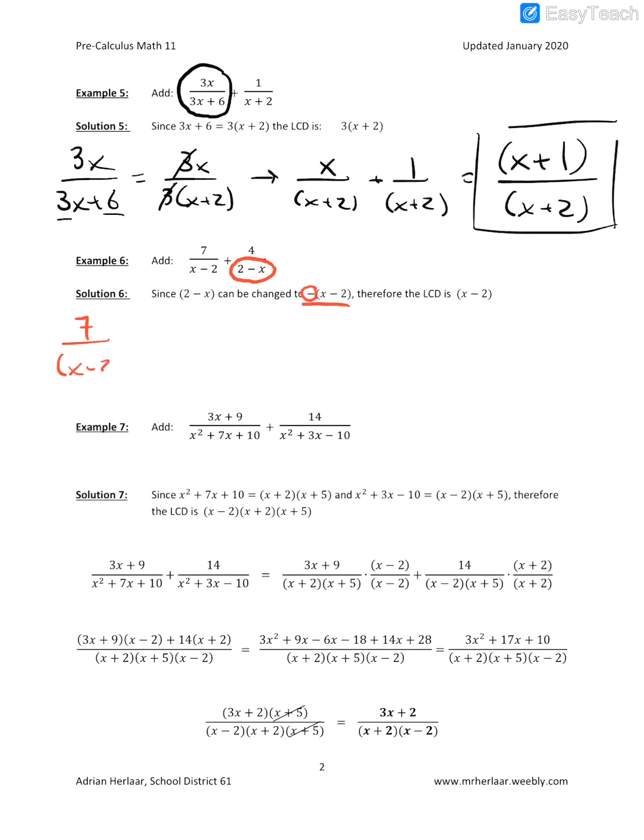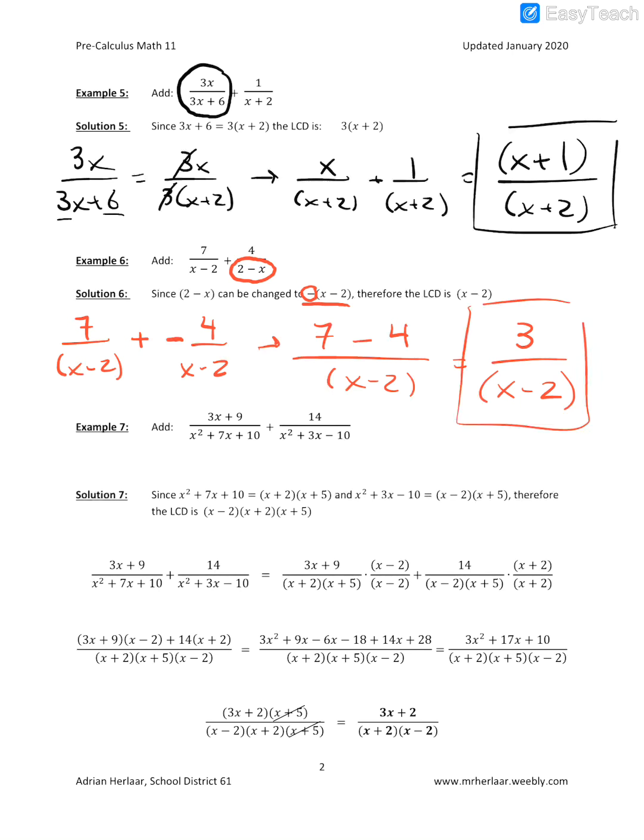7 over x minus 2 plus, now remember, a negative in the denominator or a negative in the numerator just makes the entire fraction negative. So you're looking at plus negative 4 over 2 minus x, which is just negative 4 over x minus 2. So 7 minus 4 over x minus 2, and now we can simplify. So again, you're looking to identify those things.